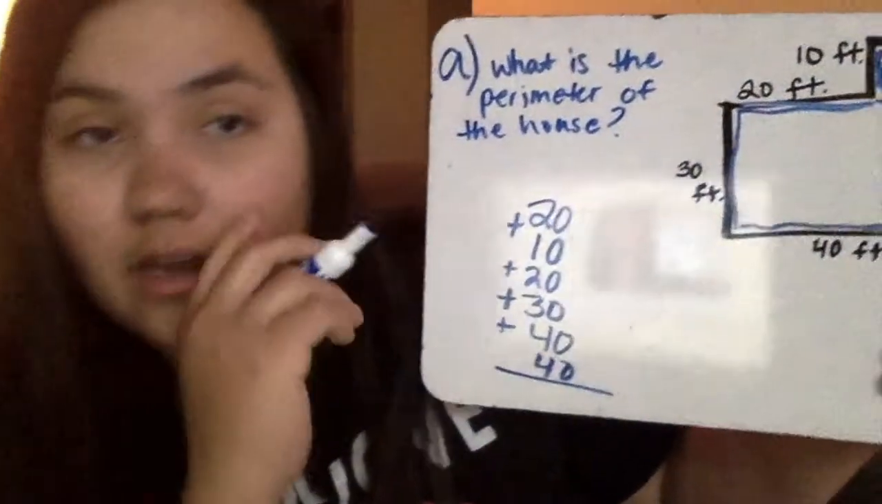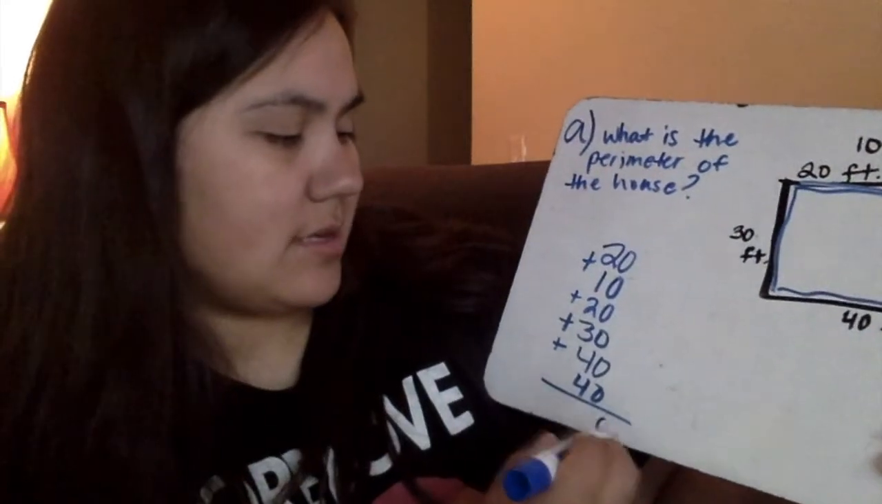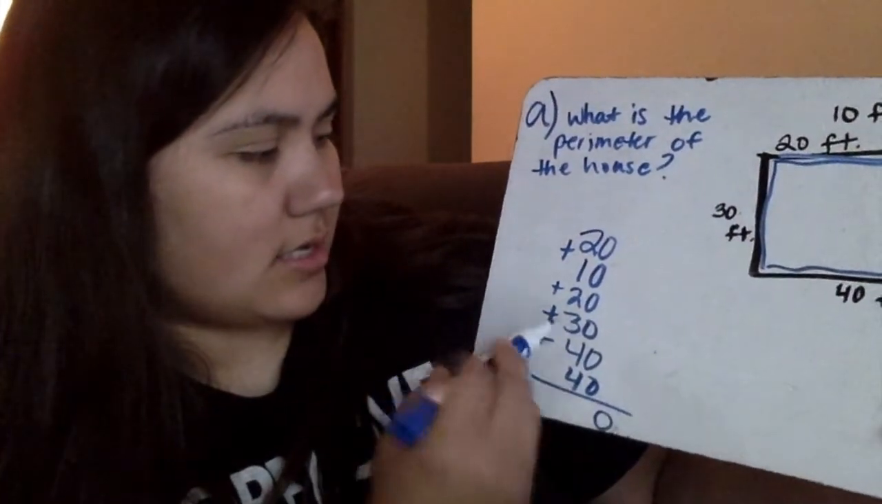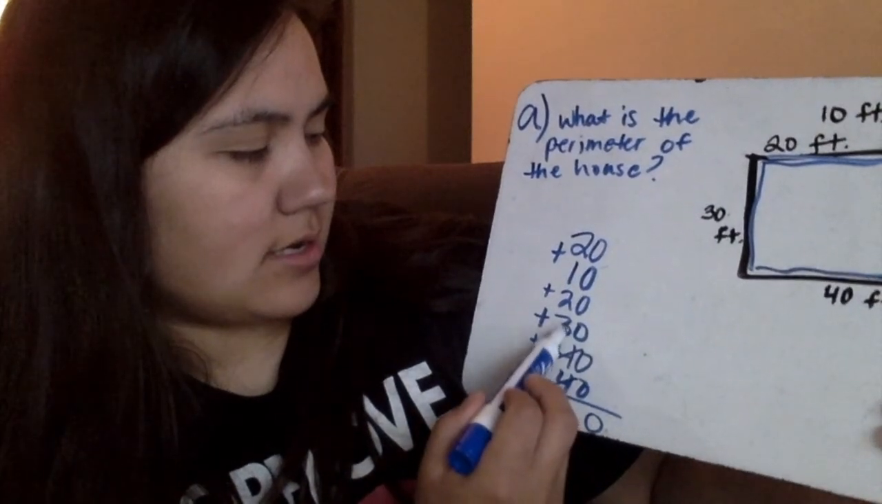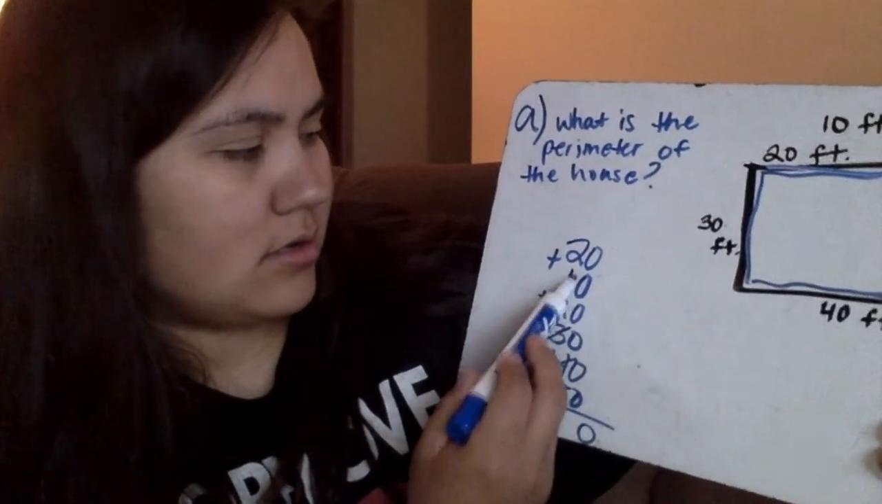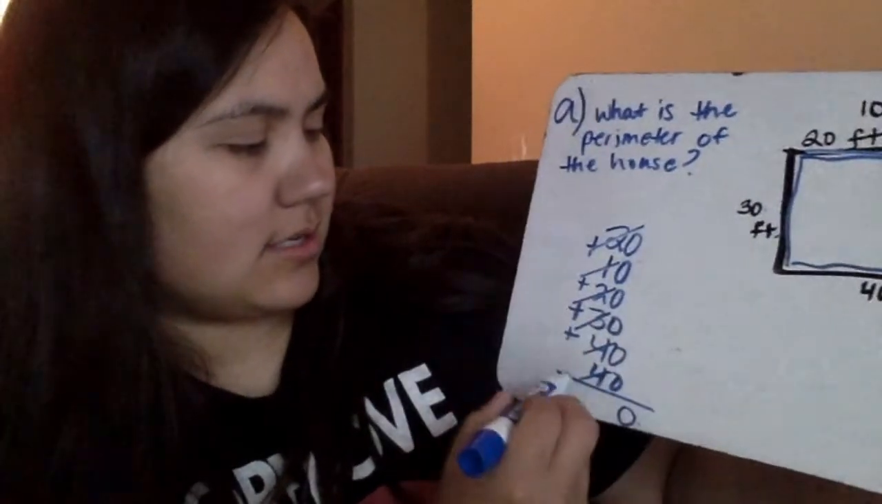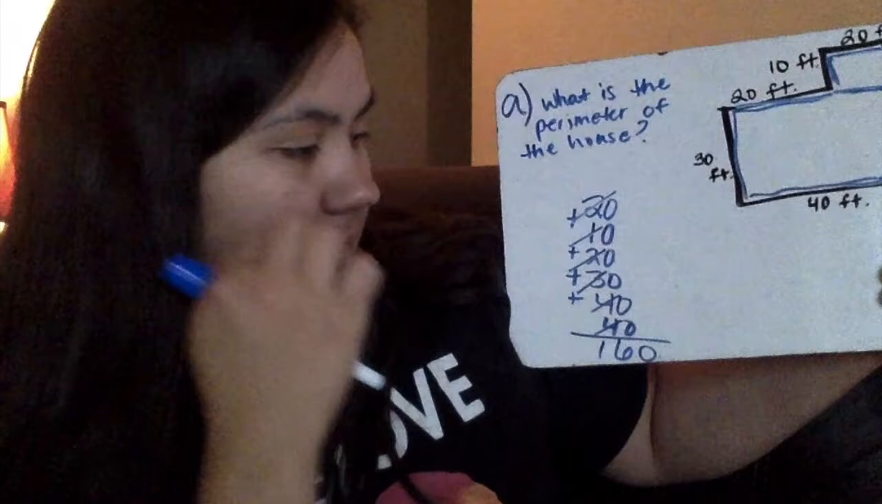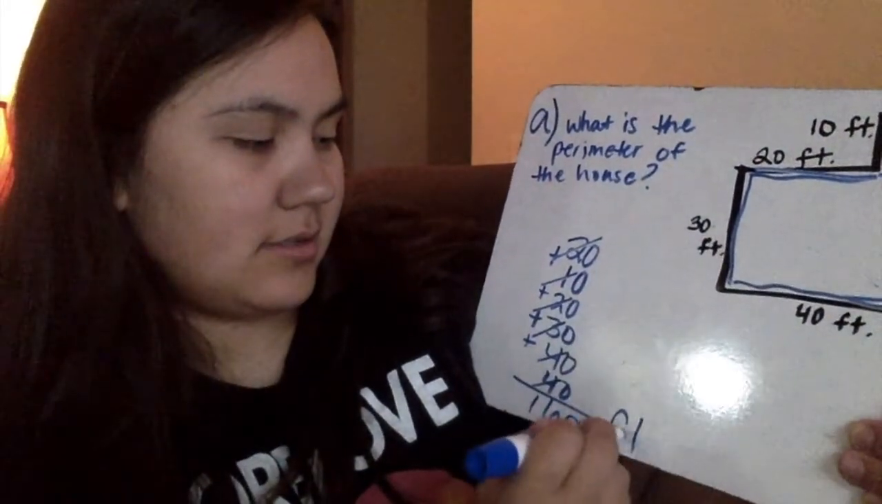So if I add all of those lengths up, in the ones place we have a 0, and then we should get 4, 8, 9, 10, 11, 12, 13, 14, 15, 16. So 160. And then our label would be feet.